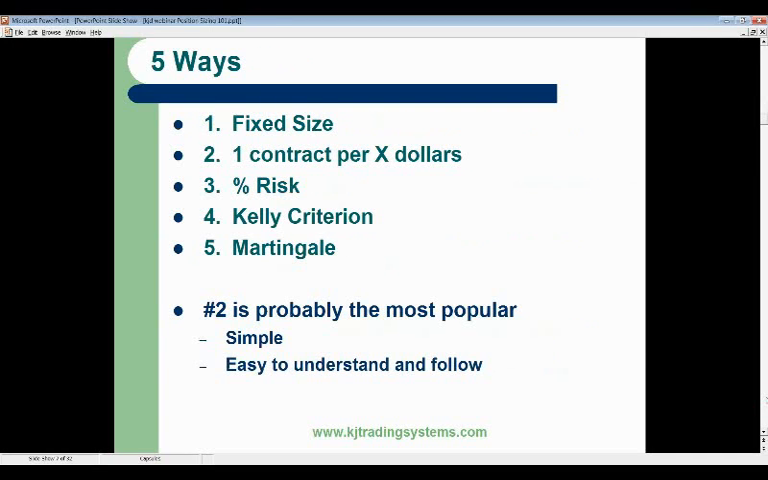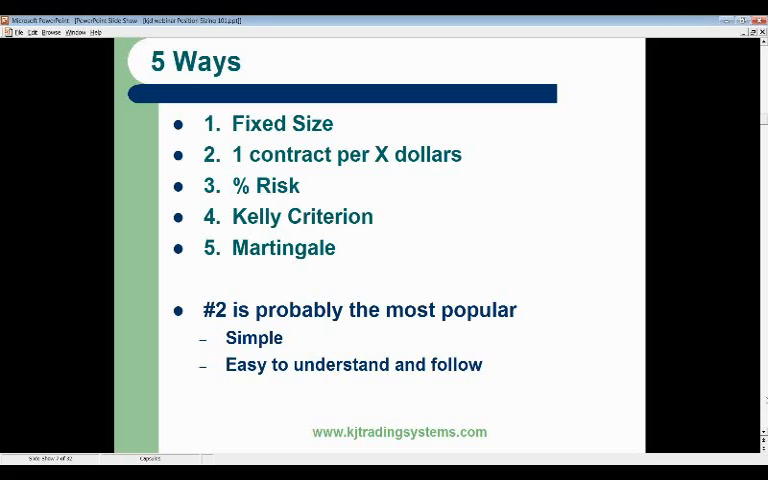So the five ways I'll talk about today, and again, these are 5 ways of about 1 million different ways when you look at all the little iterations you can do. First one's just a fixed size. So that's the one I just mentioned. You trade one contract all the time, regardless of the amount you have in your account.